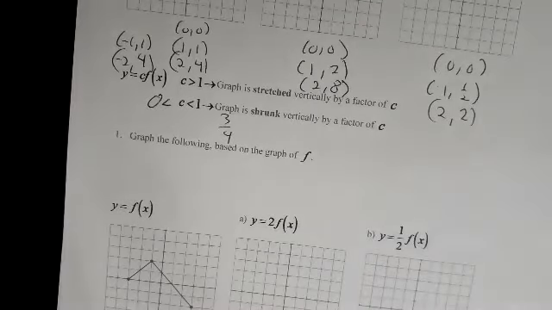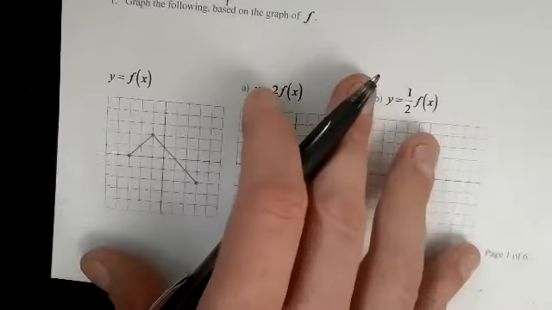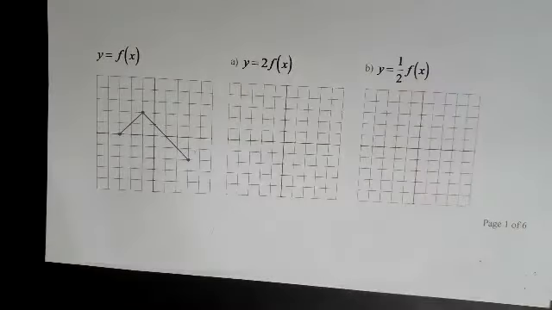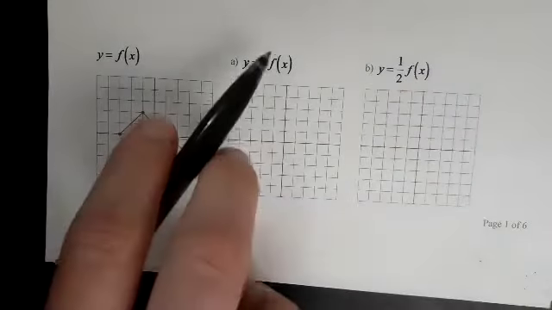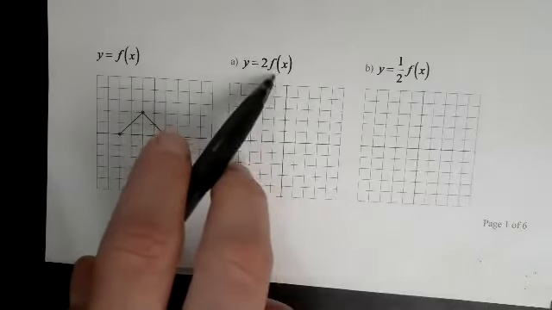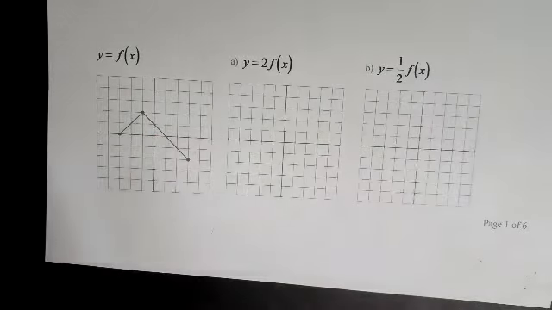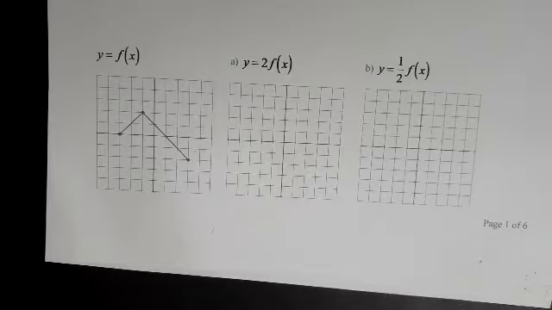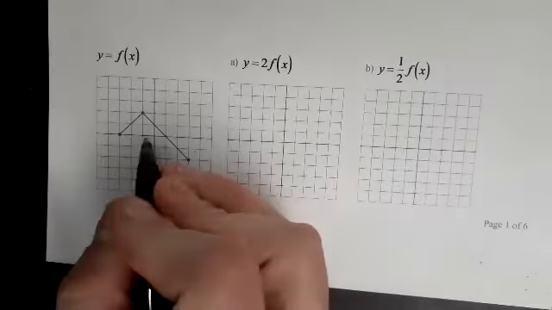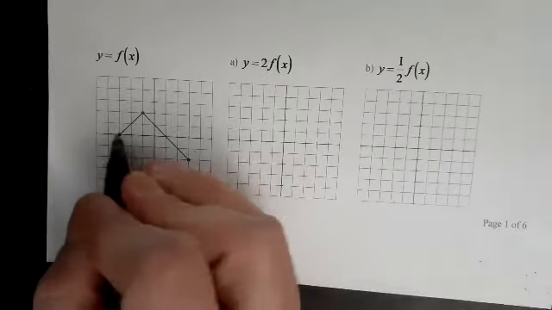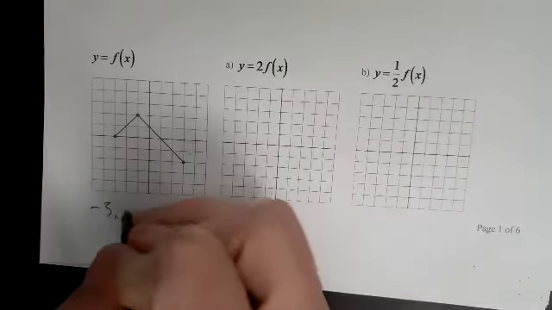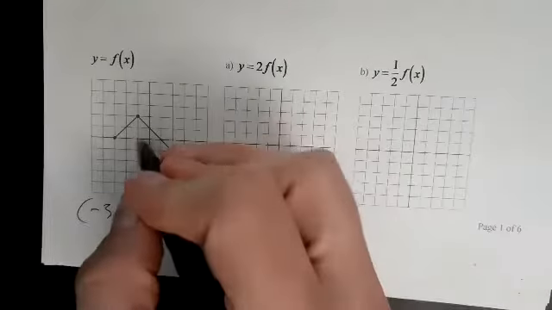Graph the following based on the graph of f. So we want to take this graph. And you should know from the previous problem, this looks like our stretch, this looks like our shrink. So this is basically the same problem with a different graph that they give you. So they start you off with this graph. The best thing to do is to mark off your points, -3, 0, -1.